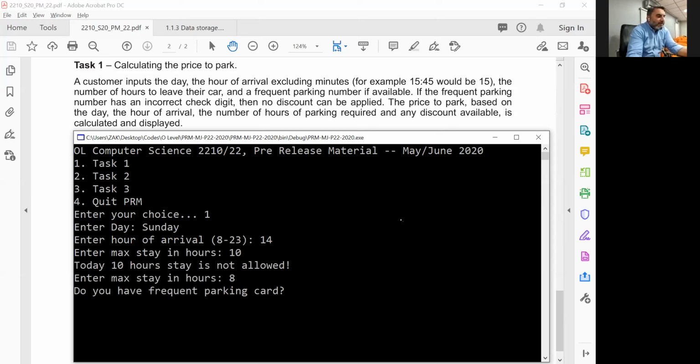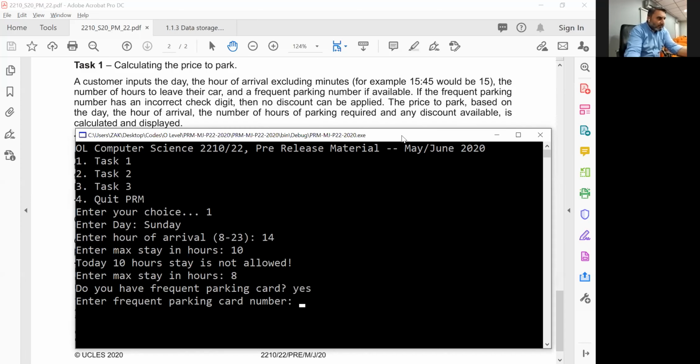If available means you would have to ask your user if they have a frequent parking number. So let's say yes, I do have one. Then it asks to enter the frequent parking card number. So let's input it. If you remember from our discussion, you would notice that this is not the sort of validation which rejects wrong input.